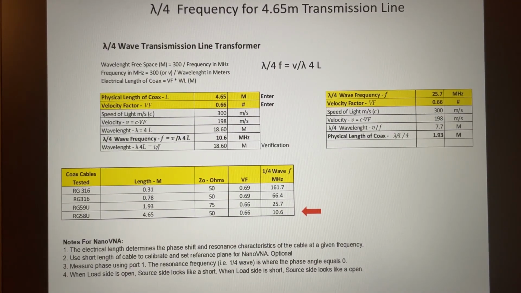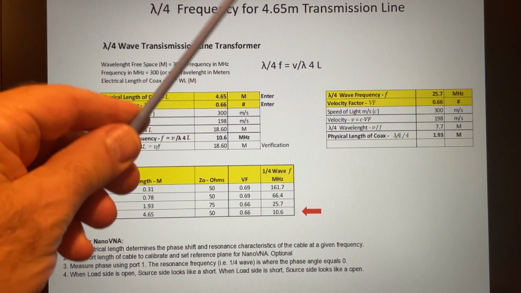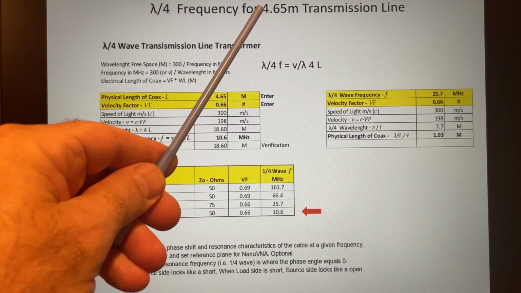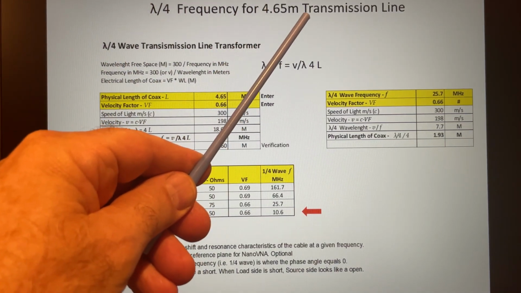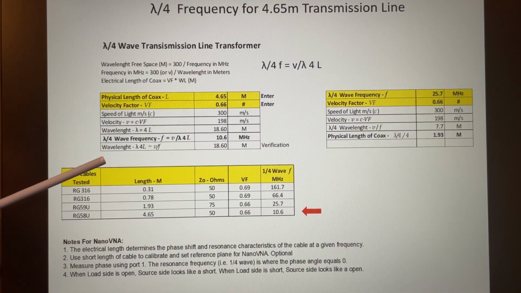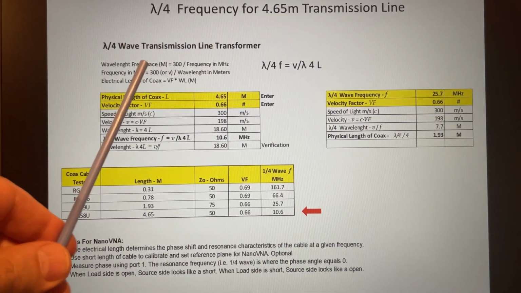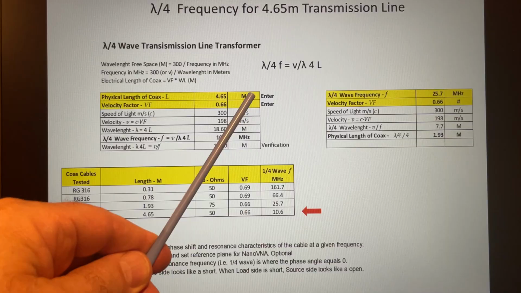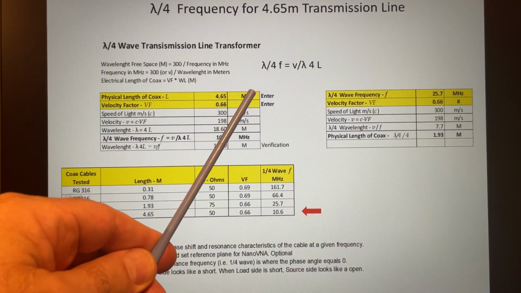All right, so now I'm back. Next, we're going to be taking a look at a length of coax that's 4.65 meters long. Before I demonstrate that on the NanoVNA, let me just take a few minutes and explain how the spreadsheet works. In this row, we enter the length of the cable, again, 4.65 meters.